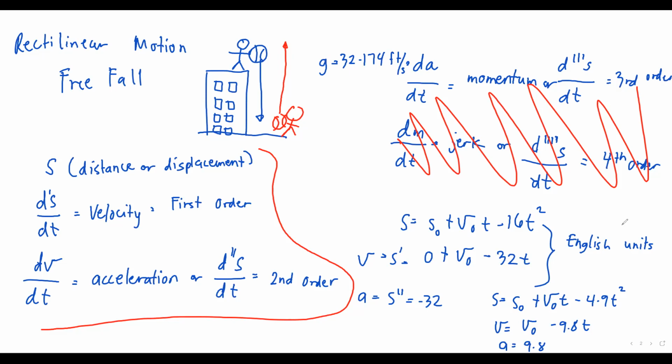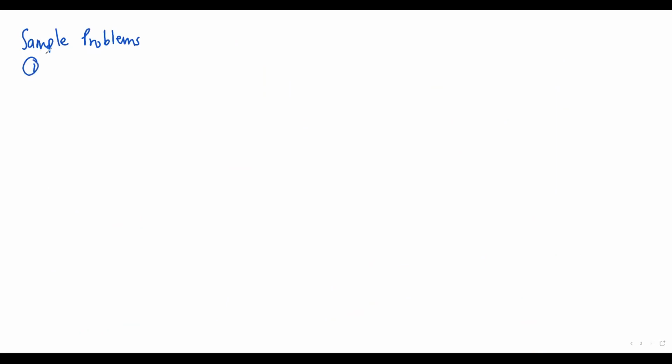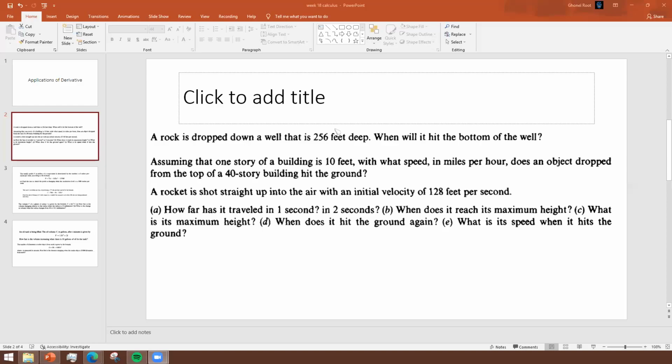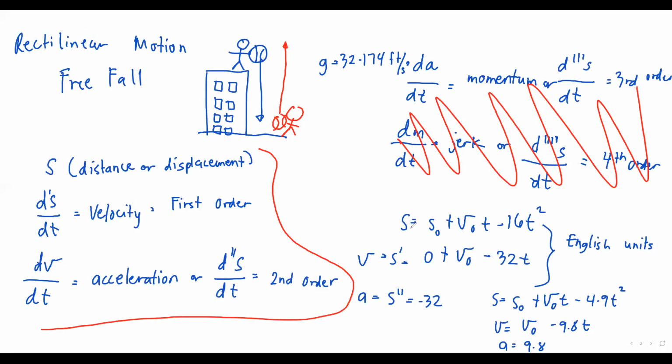So, yung problem natin, number 1, balik tayo sa PowerPoint ulit. Meron tayong height or distance na 256 feet deep. Before we proceed, ano natin yung mga formula? Ito, guys, yung S, distance yan. Ito, ang tawag dyan is initial distance.